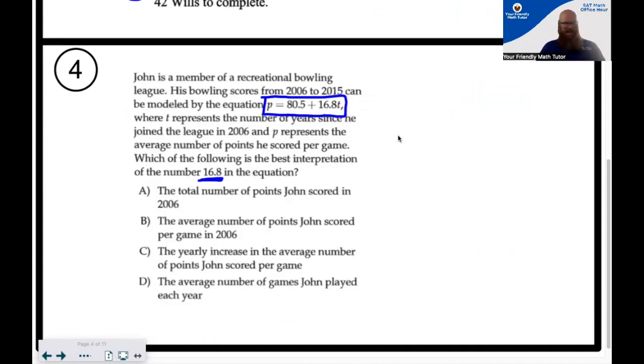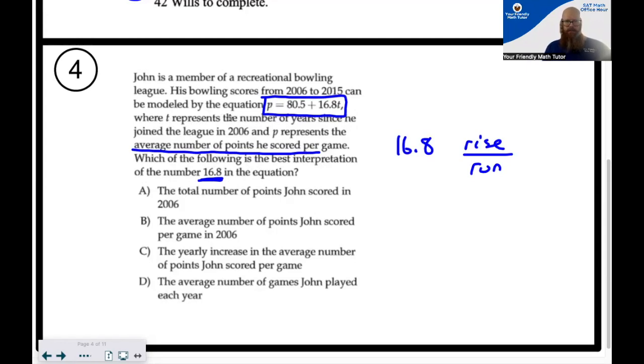So 16.8 represents the slope. And slope is rise over run. So what I really would like to know is what are the units? The rise is the change in y, and the y here is the P. So that represents average number of points per game. Okay. So that's what the y is measured in, average points per game. And the t represents the number of years.